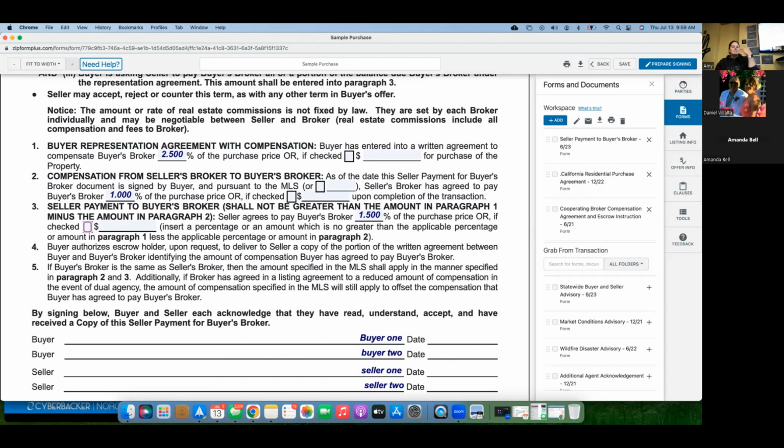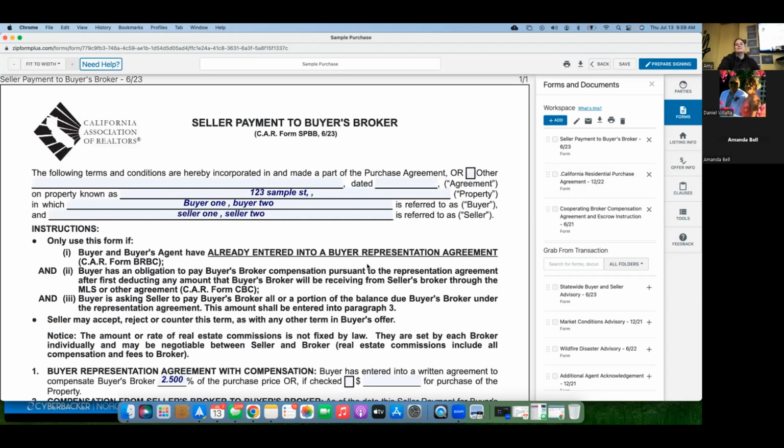So yeah, that would be how you use that form, the seller payment to buyer's broker. Again, we don't need it for every transaction. We just need it in the case that we've got the BRBC, the commission offered is being less, and we're trying to negotiate with the seller. We're going to check that box on the purchase agreement to utilize this form to negotiate up our commission. Okay, so that's the only time this would be used.